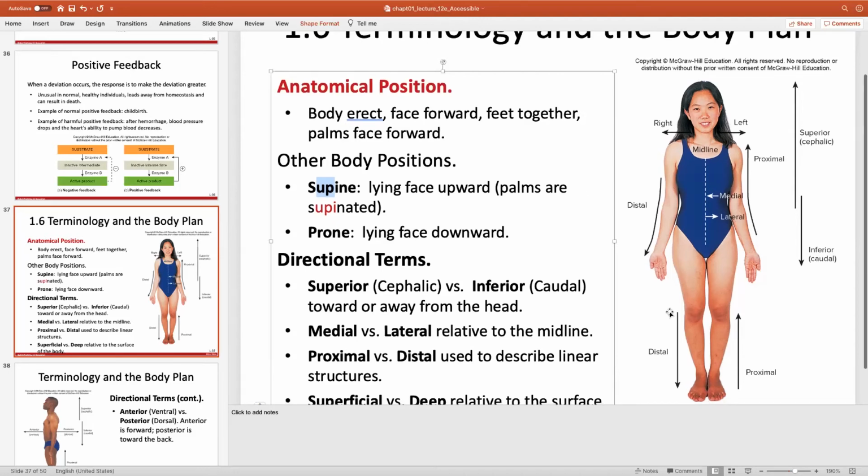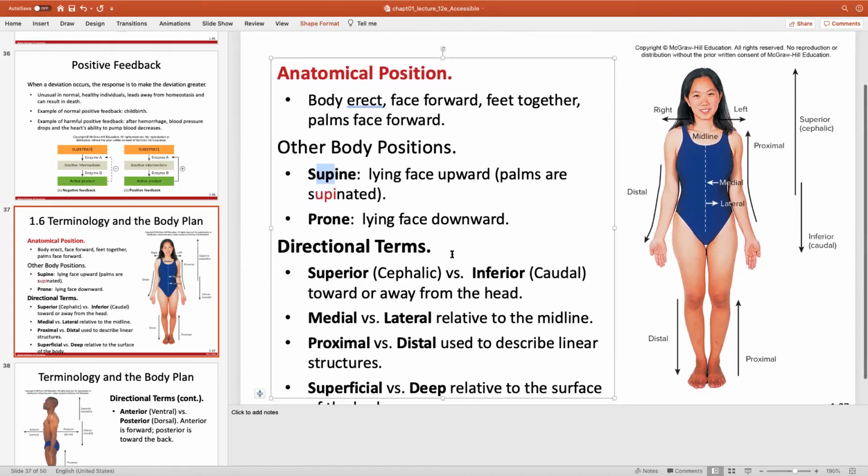What else? Being inferior and superior. Inferior means down towards the feet. Superior is also known as cephalic, and it's closer to the head. In terms of proximal, proximal is closer to the main line of the body. Distal is further away. Your fingers are distal compared to your elbow, which is more proximal. Now, superficial and deep are a little easier to tell. Superficial is like the skin, and in order to see the muscle, we've got to cut through the skin and go deeper.